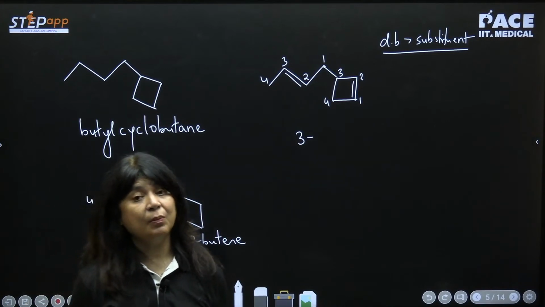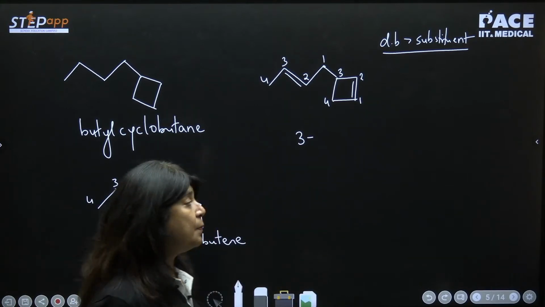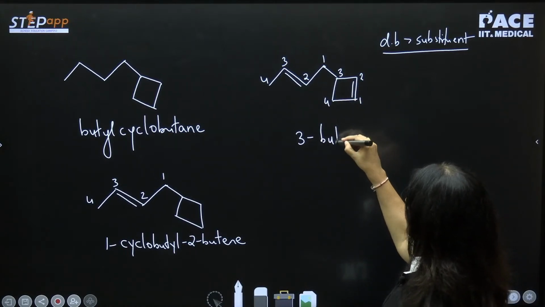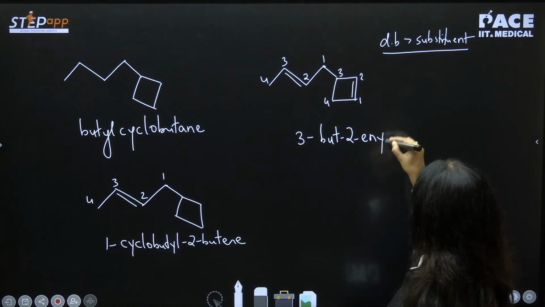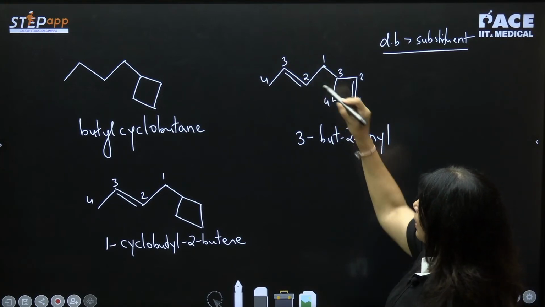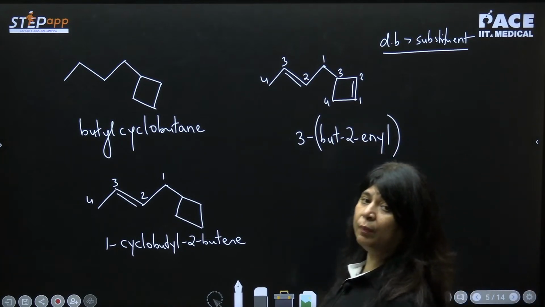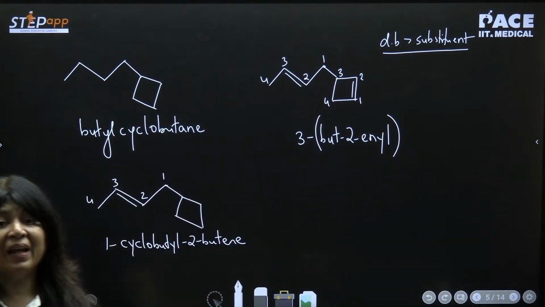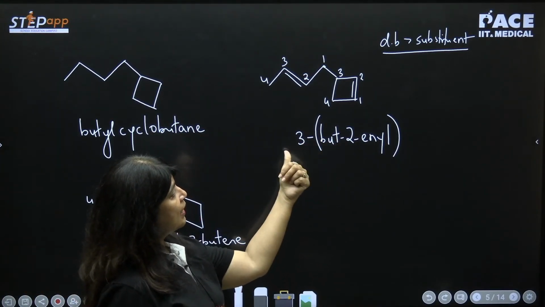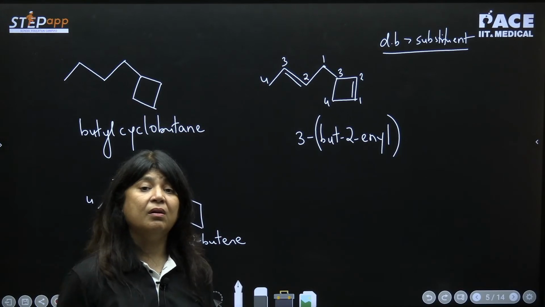Ene, why? Because it has a double bond. And where is the ene present? The ene is present on the second carbon of the substituent chain. So on the third carbon of the parent chain, I have but-2-enyl. But remember, this number is that of the substituent chain and this number is of the parent chain. So please separate them by adding round brackets, or parentheses. The substituent chain has to be put inside the round brackets.